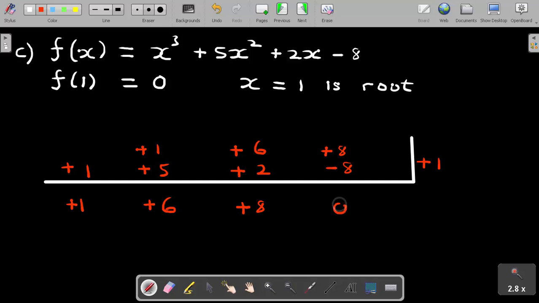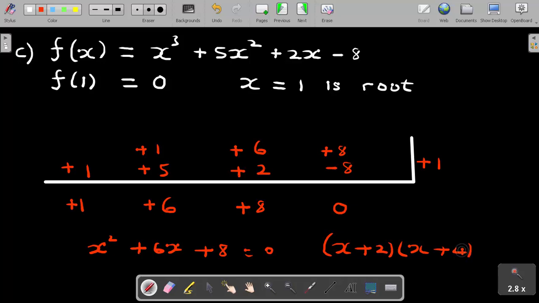So that means now I'm solving what? I'm solving 1x squared plus 6x and then plus 8 equals 0. What are the factors we said? We have x plus 2 and then x plus 4 equals 0. So what are my answers now?